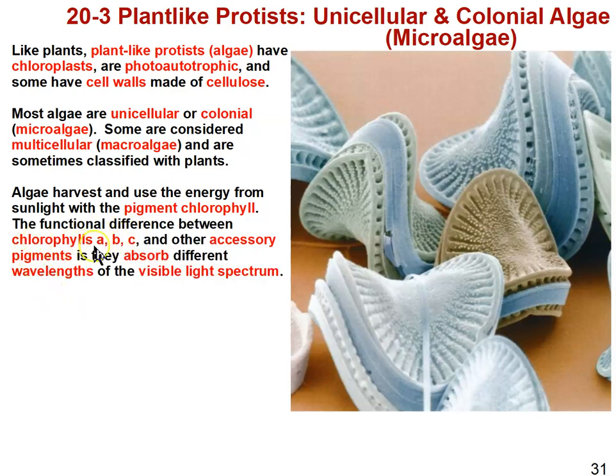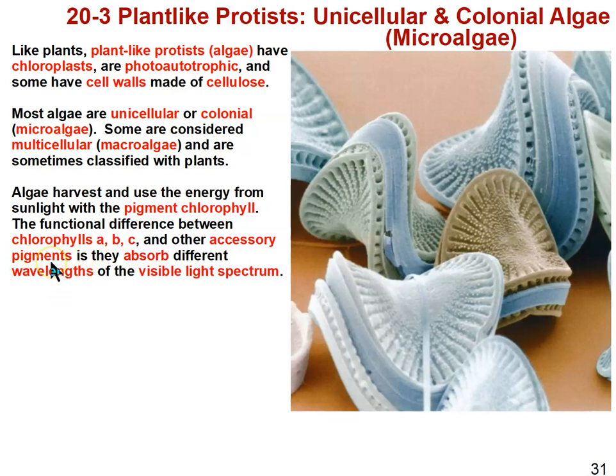So there are different kinds of chlorophyll. There's chlorophyll A, chlorophyll B, chlorophyll C, and I just want you to be aware of that right now. But there are other pigments, what we call accessory pigments, along with chlorophyll, oftentimes, that allow different algae to absorb different wavelengths of light. That's what these pigments are doing.